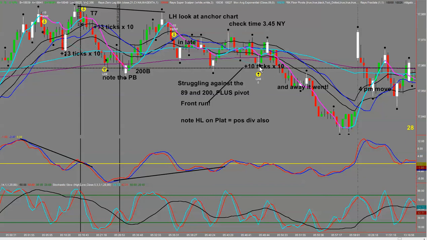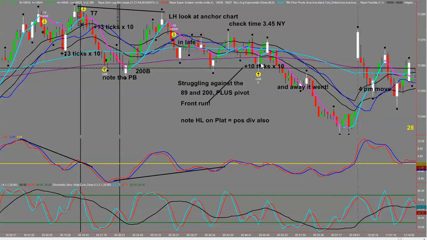So I got out here, and sure enough it bounces up, then it eventually goes through. Note I'm just looking here, note high or low on the platinum. Here we go, here possible divergence also. So here I only got out with 10 ticks instead of 13, and away it went. Now yes, woulda, coulda, shoulda. I could have hit my profit target here.